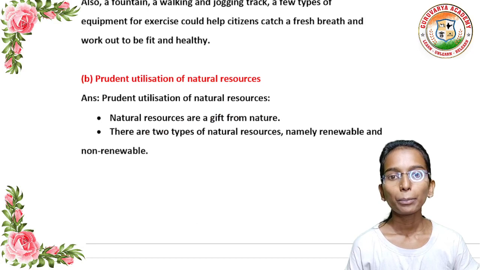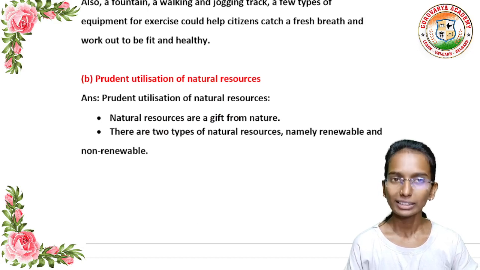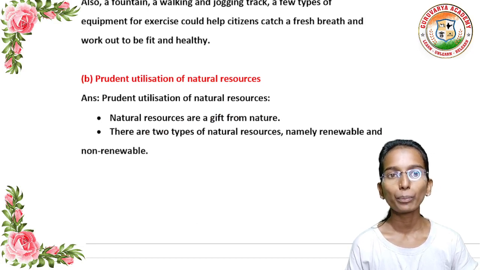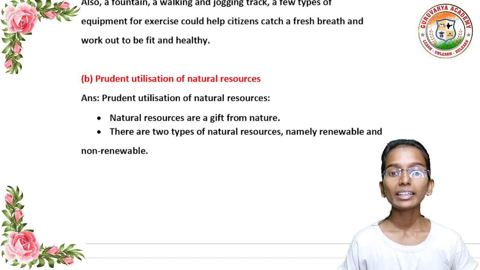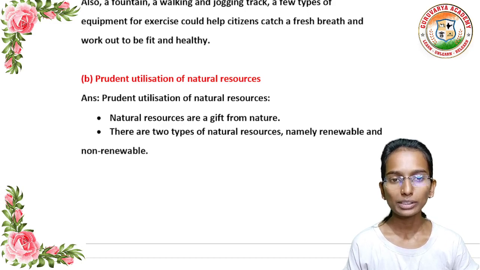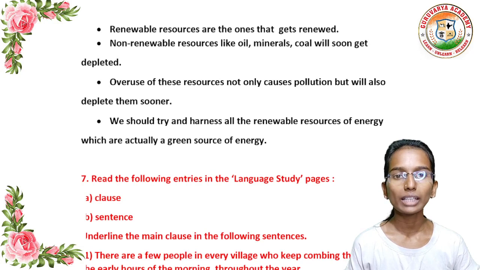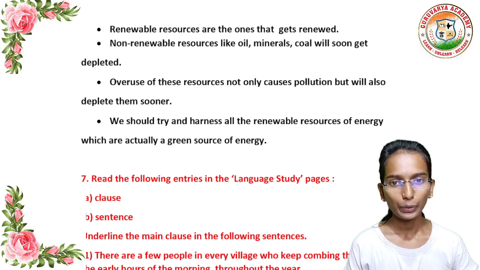Next is prudent utilization of natural resources. Answer. Prudent utilization of natural resources. Natural resources are a gift from nature. Secondly, there are two types of natural resources, namely renewable and non-renewable. Next, renewable resources are the ones that get renewed.